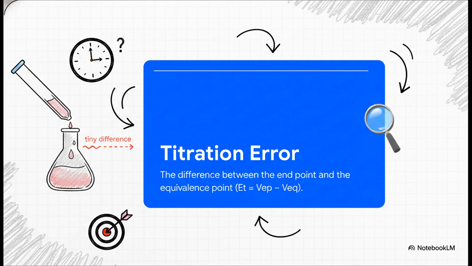Yeah, ideally the endpoint and the equivalence point would happen at the exact same time. But in the real world, there's always a tiny, tiny gap between the theoretical perfect moment and the moment we actually see the color change. That little difference is called the titration error, and the goal of any good chemist is to make that error as tiny as humanly possible.